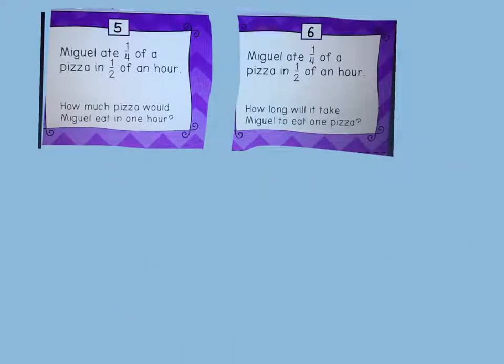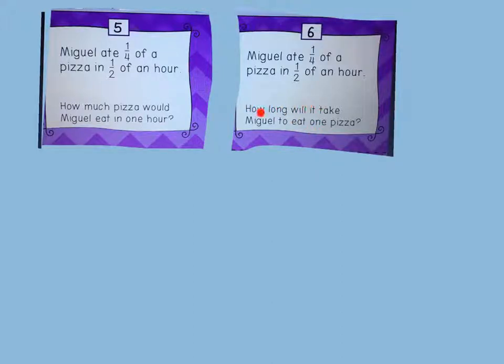All right, the next problem starts the exact same way, but the question at the end is different, so we're going to set up our ratio differently. It says, how long will it take Miguel to eat 1 pizza? It still says Miguel ate 1/4 of a pizza in 1/2 of an hour, but the question determines how we would set up the ratio, which one goes on top and which one goes on bottom.